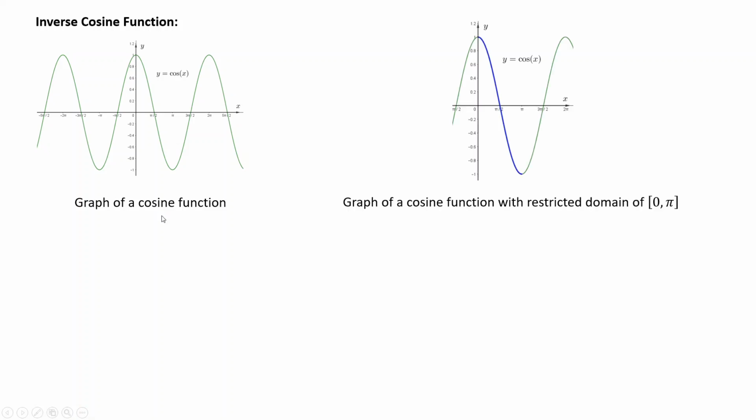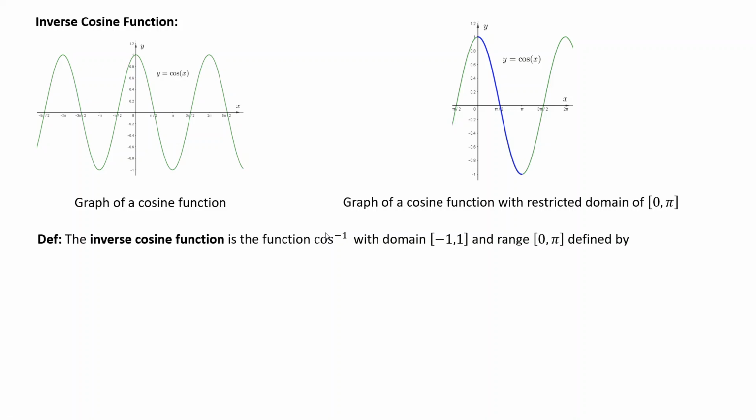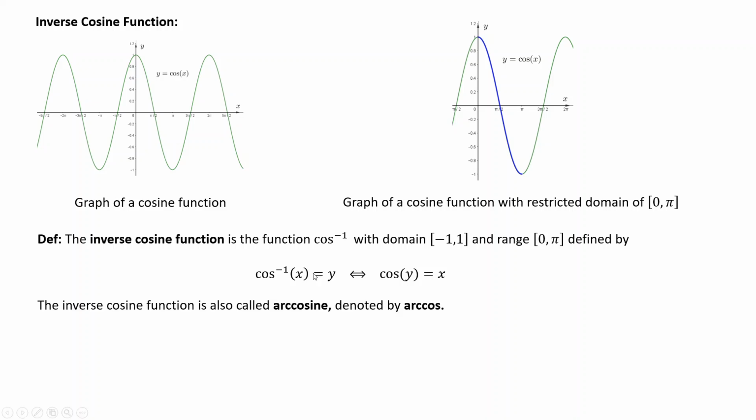Cool. So once you understand what the restricted domain is, everything else falls in place. The inverse cosine function is the function cosine inverse x with domain negative 1 to 1 and range 0 to pi, defined by cosine inverse of x is equal to y if and only if cosine y is equal to x. The inverse cosine function is also called arc cosine, denoted by arc cos. Okay.